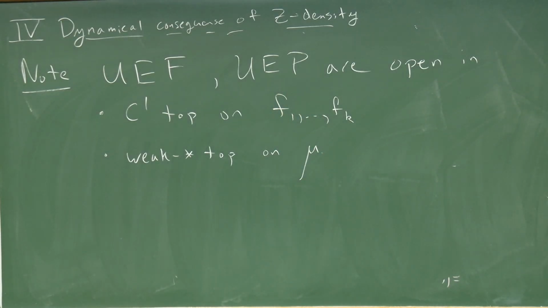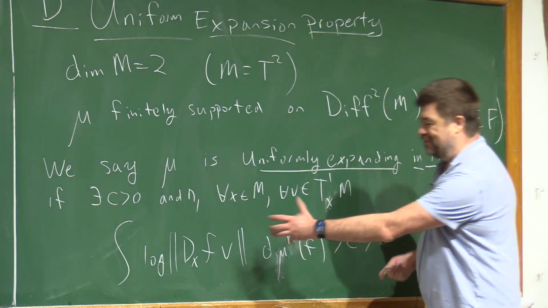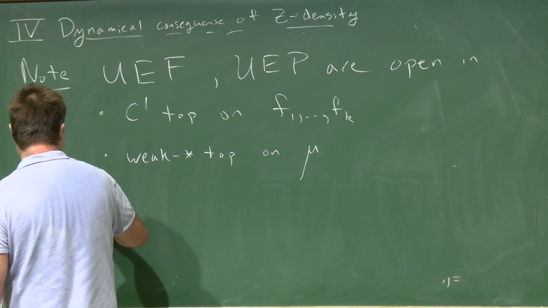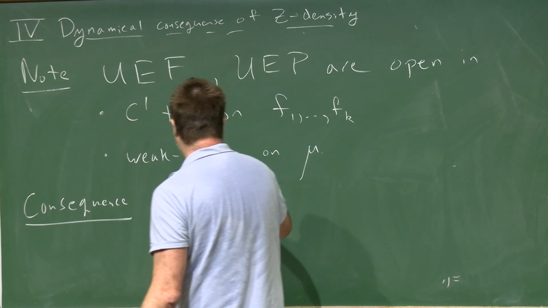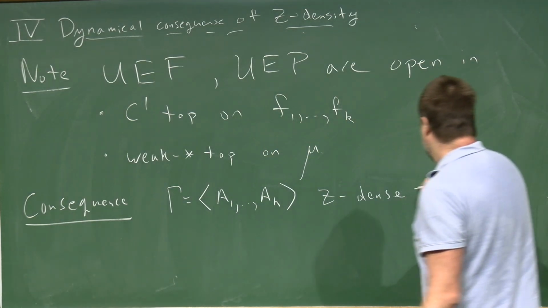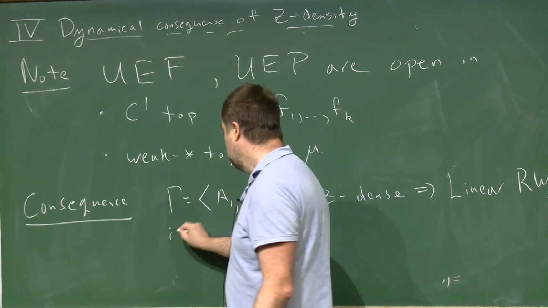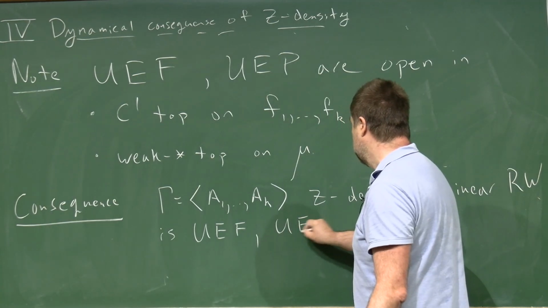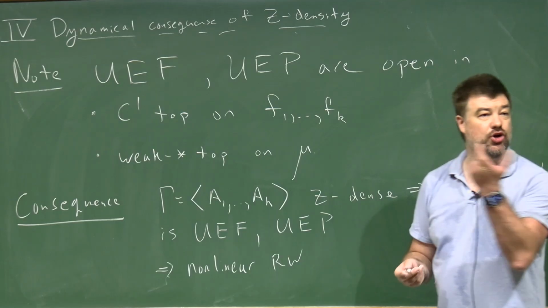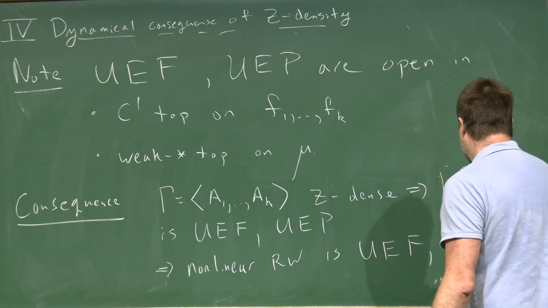And why is that? Because if I C1 perturb my generating f's, this is a continuous function. And if I perturb my measure, I'm integrating a continuous function, and that's the definition of the weak star topology. And so the consequence is that by starting with this group of matrices being Zariski dense, this is going to force that the linear random walk is going to have uniform expansion in the future and uniform expansion in the past. And then this is going to force our non-linear random walk, even if we perturb the weights on our generators a little bit, to have this property: the uniform expansion in the future and the uniform expansion in the past.